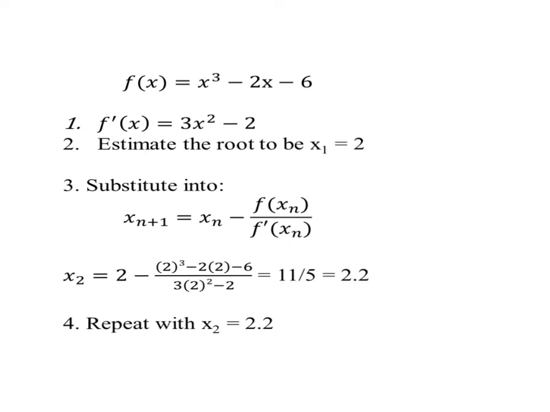So on this page I have the calculations. You can see there was our original equation, this was our derivative, and we're using 2 as our starting point. So you can see the first step is I plug 2 everywhere into the equation, and we're getting an answer of 2.2. So now the next step is repeat it with 2.2, and that should give us a better answer.